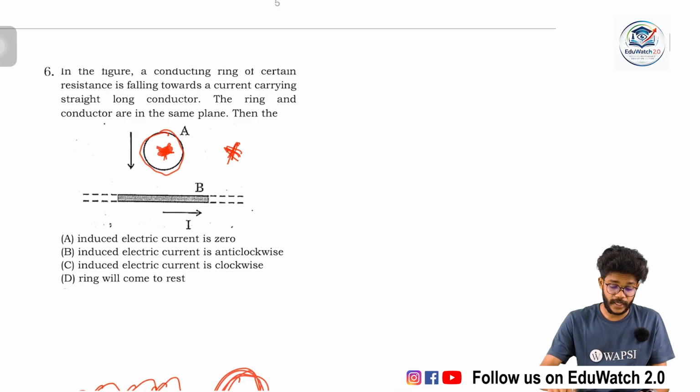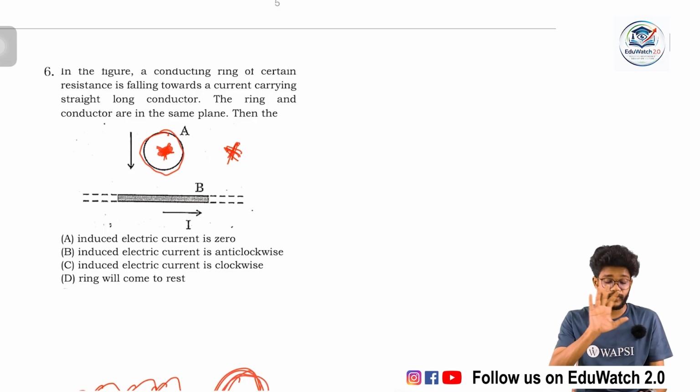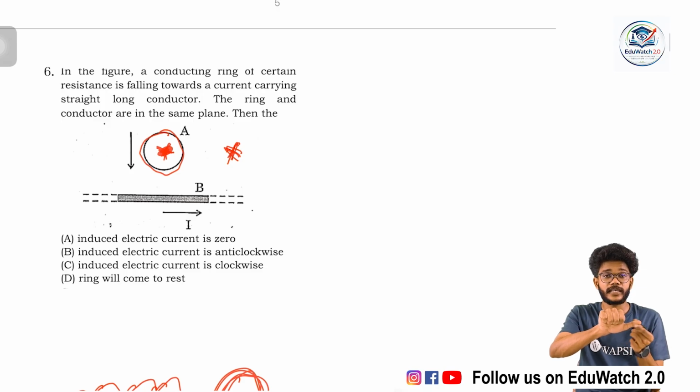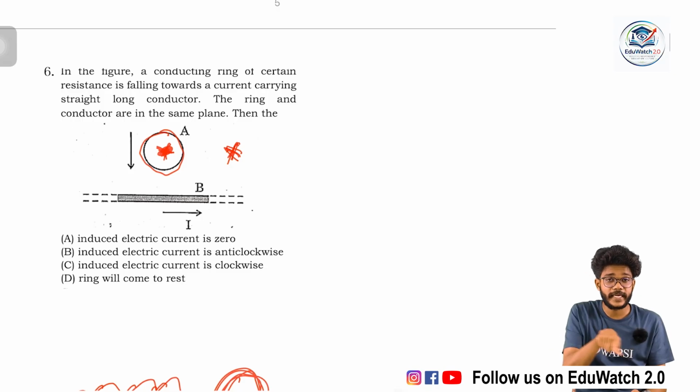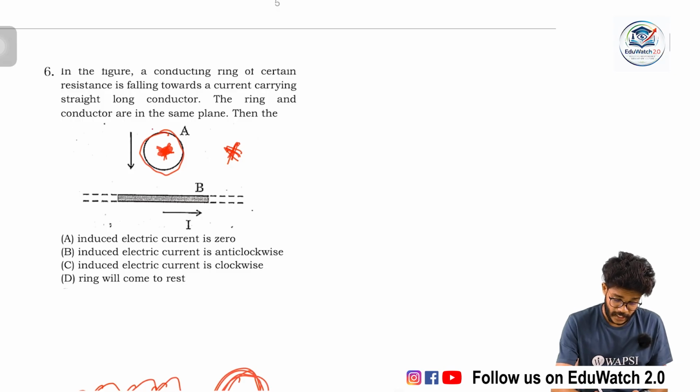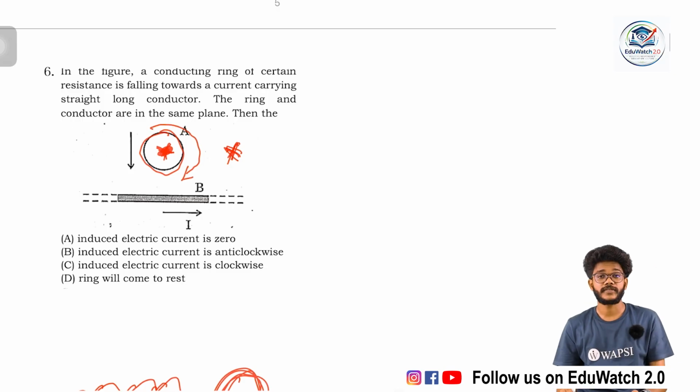So in the same scenario, we can take our hand, put our thumb into the page and curl. Now the thumb is directed towards the left. That means the direction of the current will be like this, and the curling hand will be like this. That means clockwise direction. So that's how we can find the direction of the current is clockwise. Okay, so which option is correct?